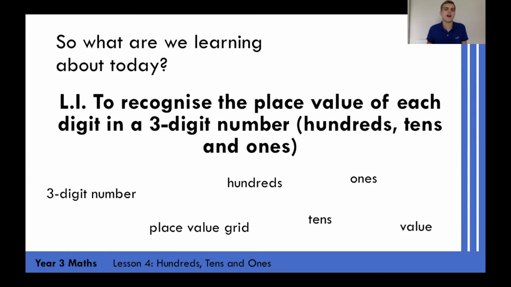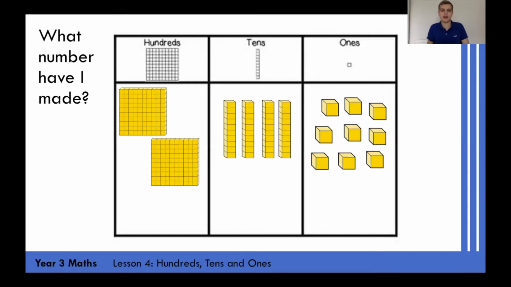So first of all, though, I thought it'd be good if we recap what we did last lesson. So I have made some numbers here on my place value grid using my hundreds, my tens, and my ones. And I was wondering whether you can work out what number I have made. So on your piece of paper, you can either write the number down or you can just say the number out loud. But have a go. What number have I made here? So how many hundreds, how many tens, how many ones? What number does that make? Fantastic. Call it out if you've got it.